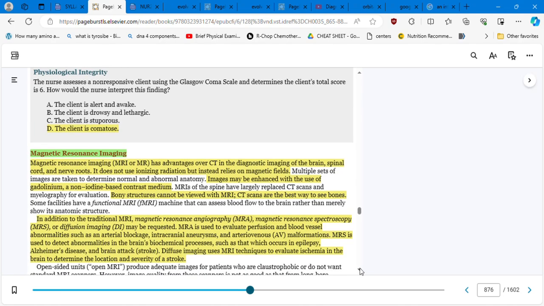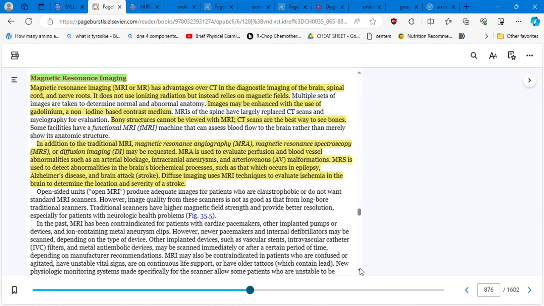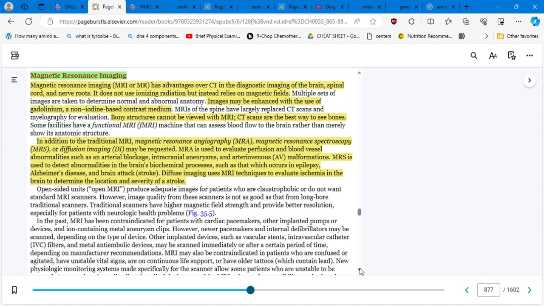Okay, magnetic resonance imaging, which is your MRI. The magnetic resonance has advantages over the CT in the diagnostic imaging of the brain, spinal cord, and nerve roots.